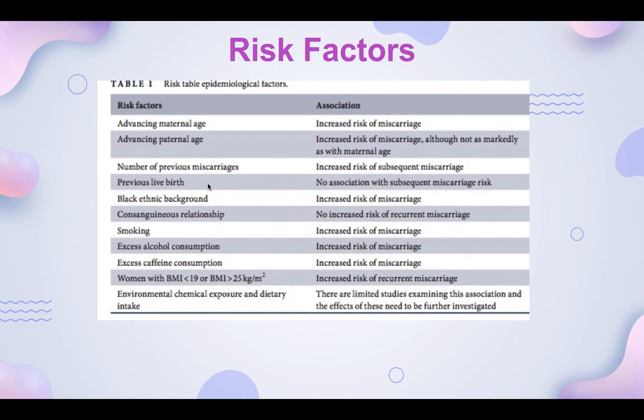And previous live birth, if there is a previous live birth, there is no association with the next miscarriage. Then black ethnic background also increases the risk of miscarriage. Why do you ask about ethnicity in the history? When you ask about ethnicity, what is in the back of your mind is that with black ethnicity, the risk of miscarriage is increased. It is all mentioned in Table 1 of the Green-top guideline. So it is very important to remember.